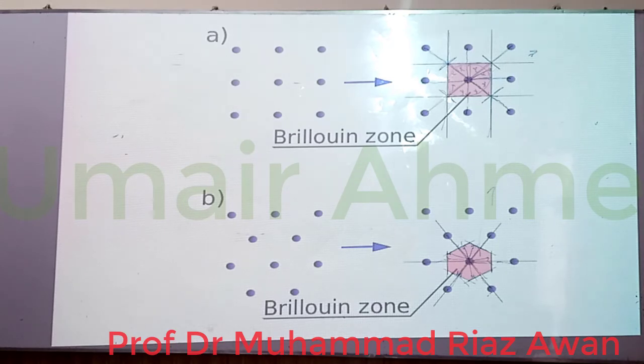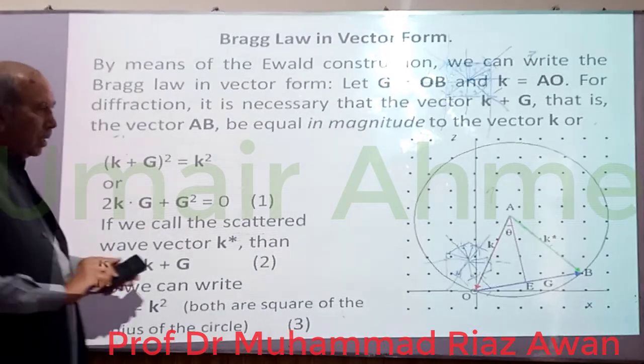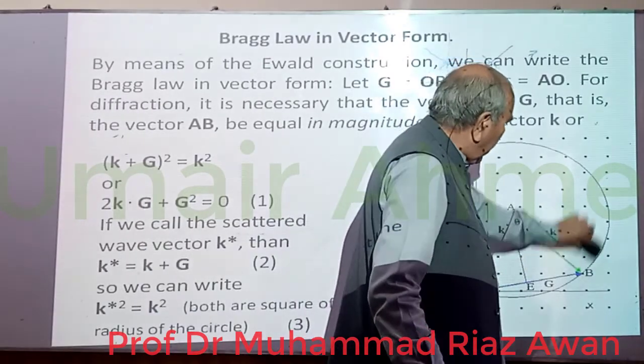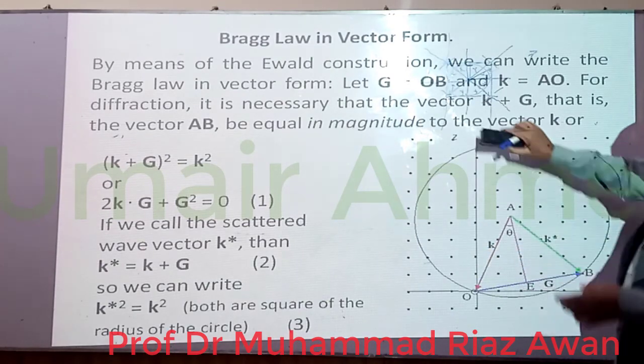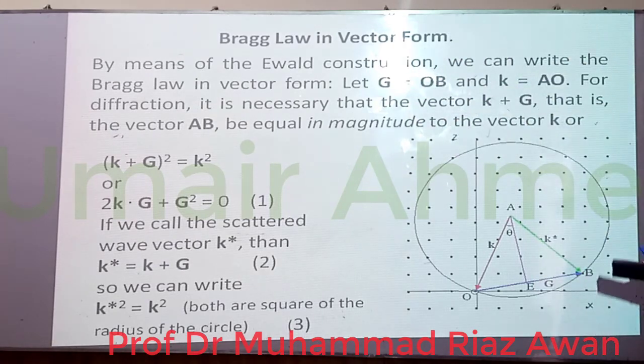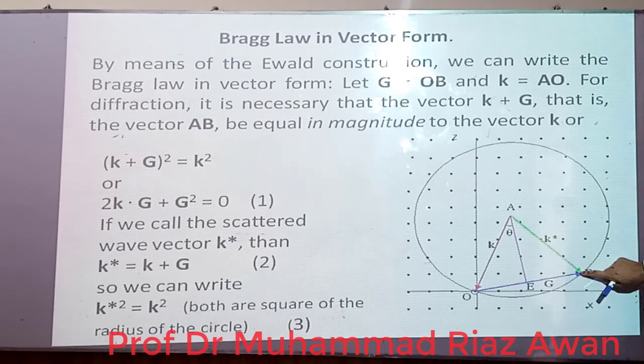And we found that in a particular orientation, we can tell which diffraction planes are diffracting. As I told you earlier, all those planes whose reciprocal lattice points occur on the surface of the circle, or in three dimensions on the surface of the sphere, will be the diffracting planes. This line represents a reciprocal lattice vector. This point represents a point in the reciprocal lattice. So this point corresponds to a particular plane.